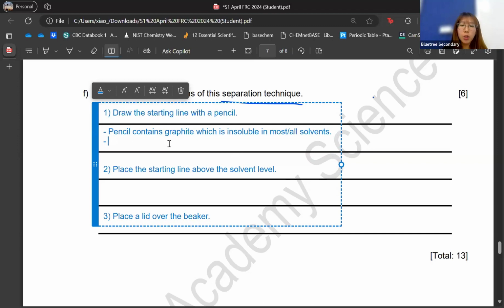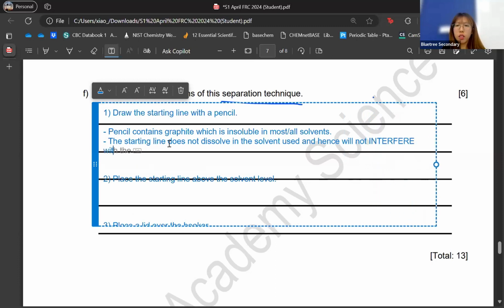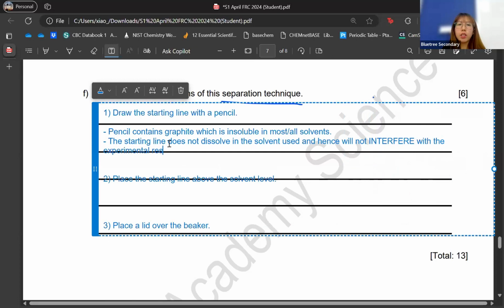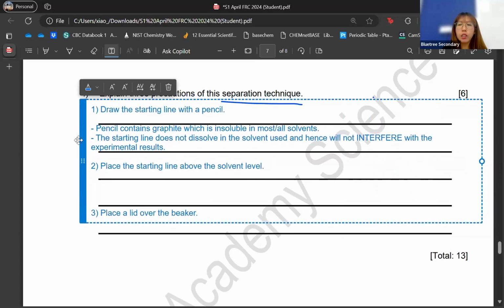Because it is insoluble, which means that the starting line does not dissolve in the solvent used, and hence, so keyword, will not interfere with the experimental results. Okay, please do not write affect because affect is very vague. Interfere is the more specific science word. Okay, so to interfere, it means I have an extra spot in my sample, but this spot is not coming from the sample. This spot came from my starting line. So that's what we call interference.